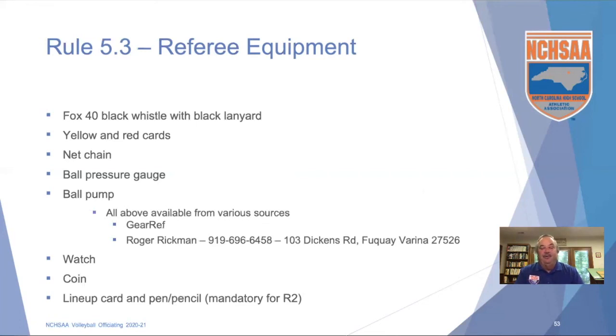Both of you are going to need a whistle. You're going to need a red and yellow card. You need a net chain to measure the net. You need a ball pressure gauge, because you're going to measure the pressure of the balls before we use them. And you need a handheld or some sort of small ball pump, so that you can adjust the ball pressure. Every time I go to a gym, the balls will be either underinflated, sometimes overinflated, but almost always underinflated.